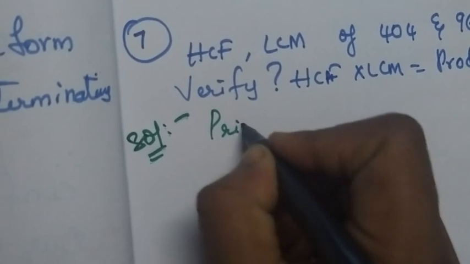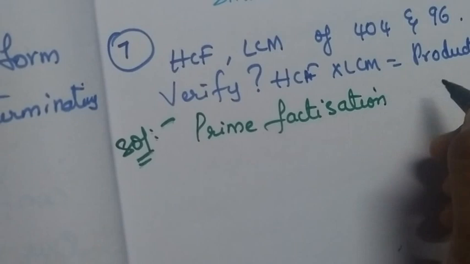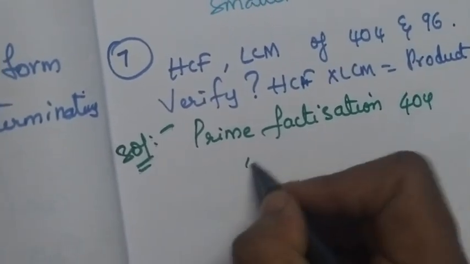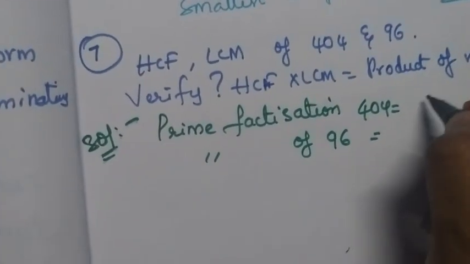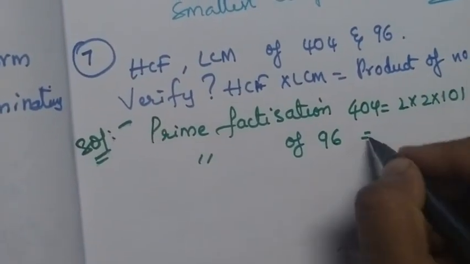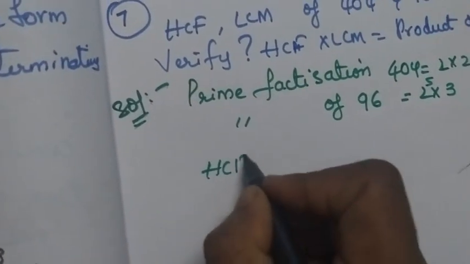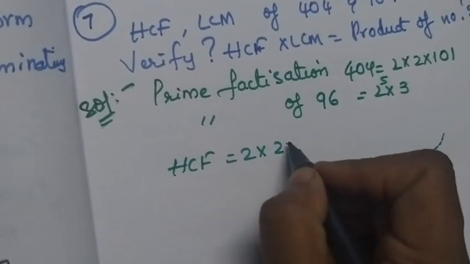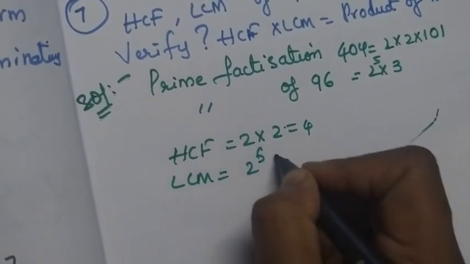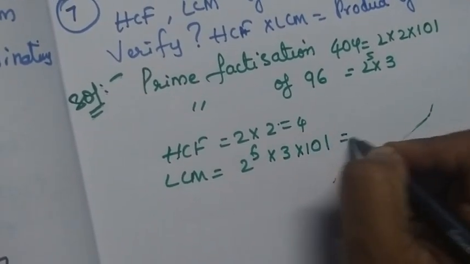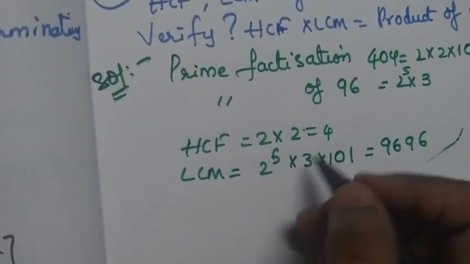First we have to find the prime factorization of 404 and the prime factorization of 96. Okay, so this can be written as 2 into 2 into 101, and this is 2 power 5 into 3. HCF is 2 into 2, that is 4, and LCM is 2 power 5 into 3 into 101, that is 9696 we will get.